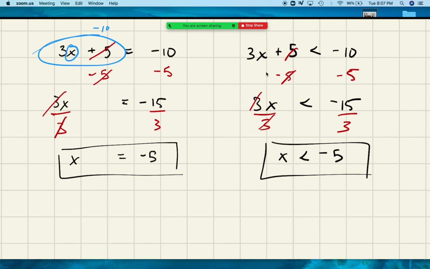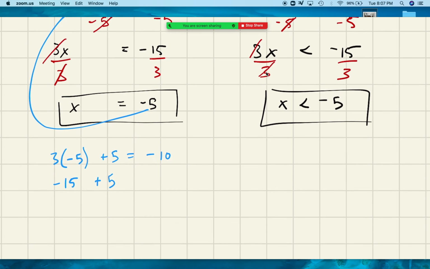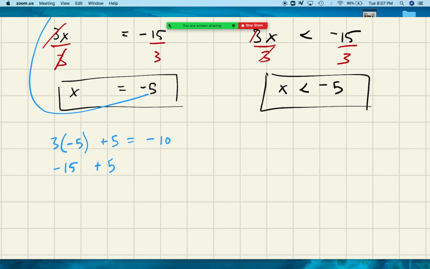So if I were to plug this negative 5 back in there, I would get 3 times negative 5 plus 5 equals negative 10. Let's see if this side comes out to be negative 10. So 3 times negative 5 is negative 15. Copy down the plus 5. And then negative 15 plus 5 is negative 10. So I get what I'm supposed to get.